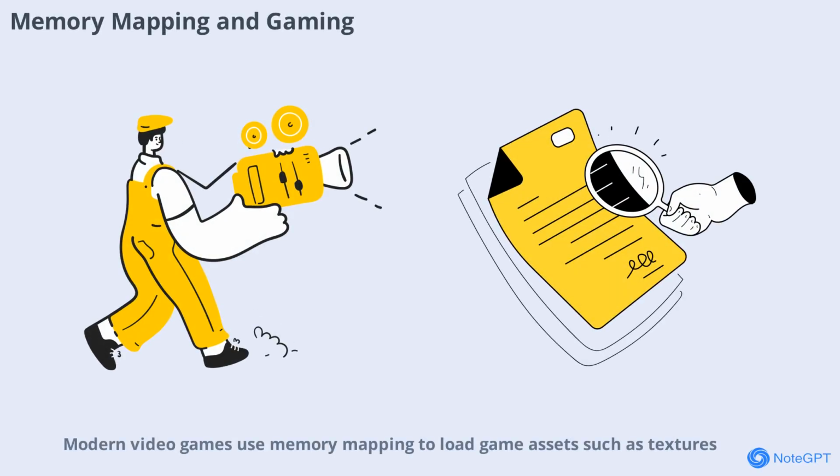Modern video games use memory mapping to load game assets such as textures, sounds, and levels on demand. This approach allows games to offer expansive worlds and detailed graphics without overwhelming system memory. Memory mapping helps deliver fast load times and seamless gameplay, enhancing the player experience.